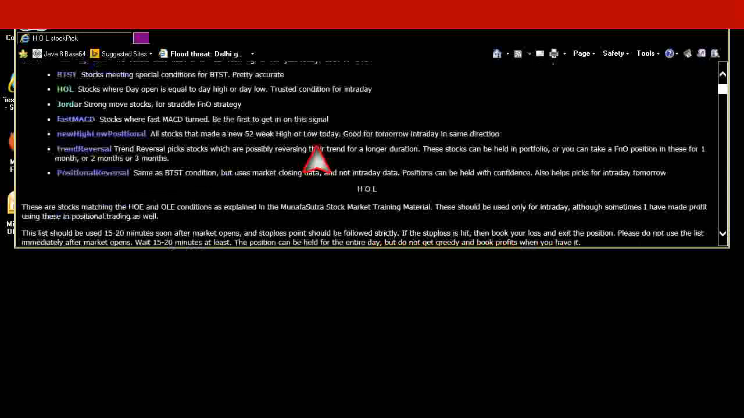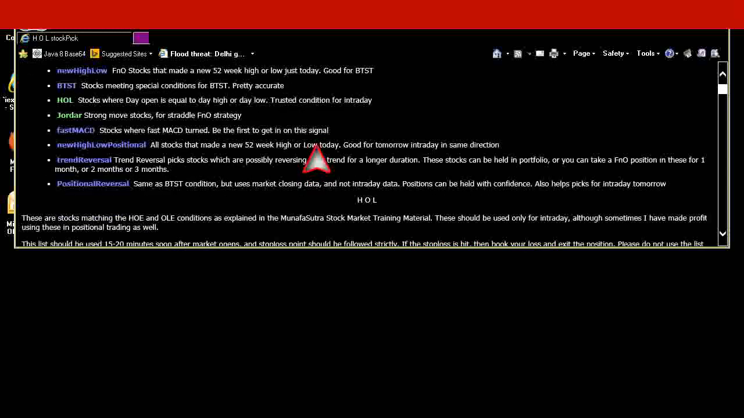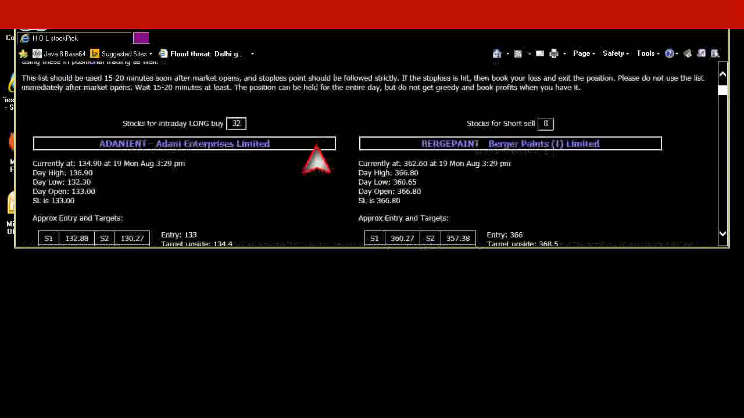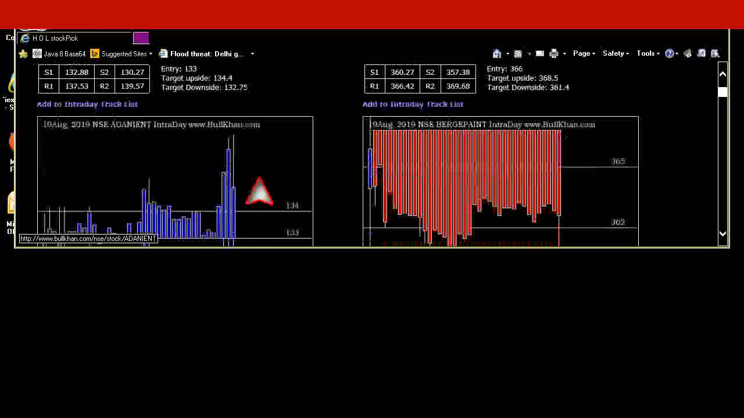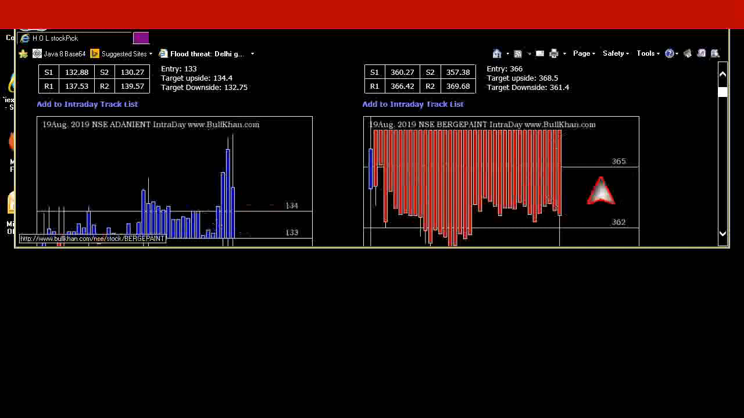Once you click it, you will come to this page. On the left side, this side here, you will see stocks that you can buy. And on the right side here, you will see stocks that you can sell. These are for intraday, okay?